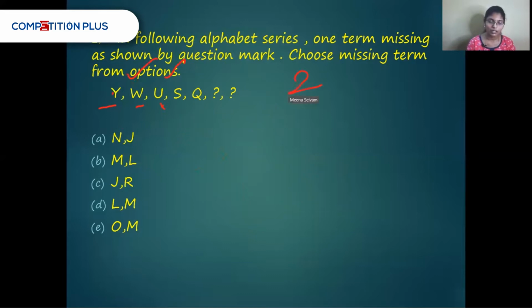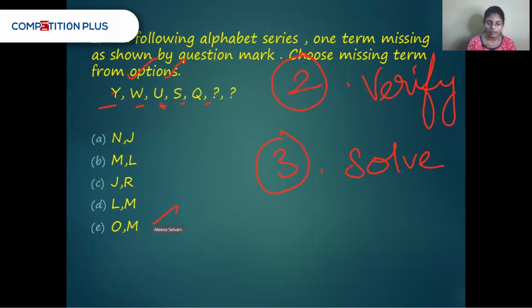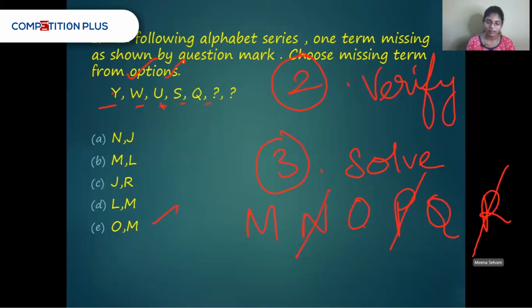Step 2 is to verify whether the same pattern follows for all the terms of the given series. Yes, in the given series one letter is skipped and then the next letter is given. The third step is to solve. So the next letters are O and M. M is there, N is skipped, O should come, P is skipped, Q is there, R is skipped, S is there. This is the pattern of the given question.